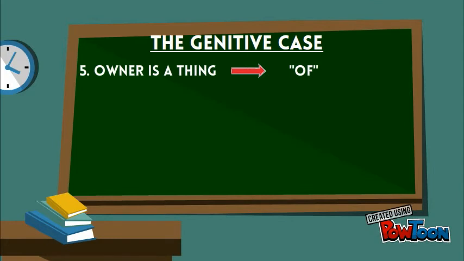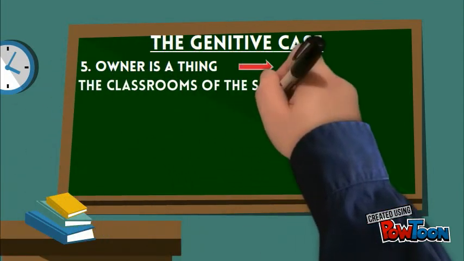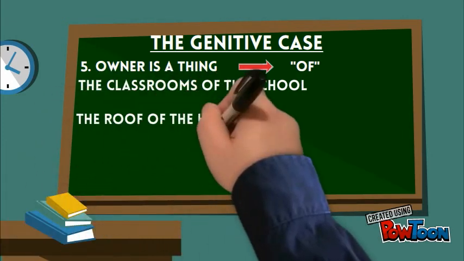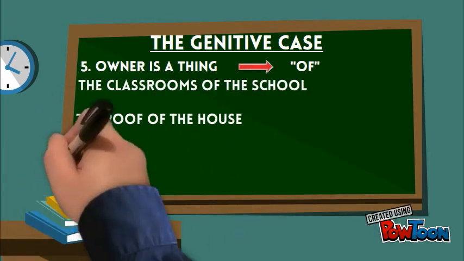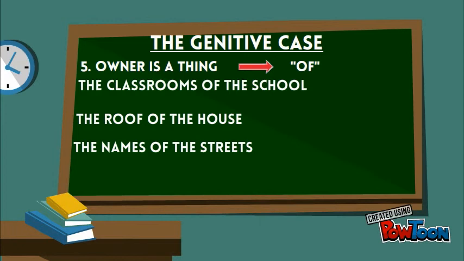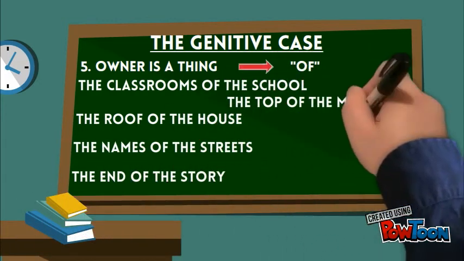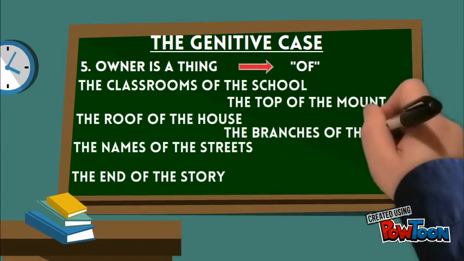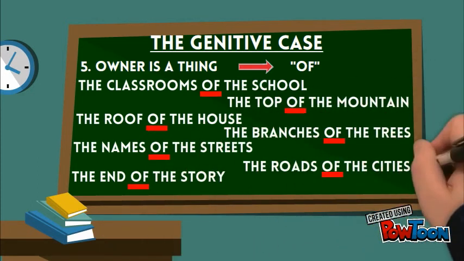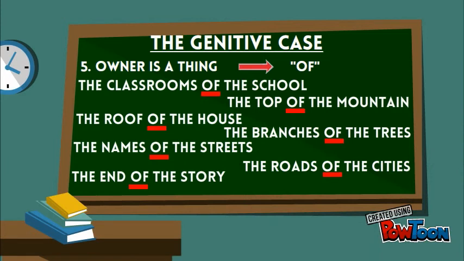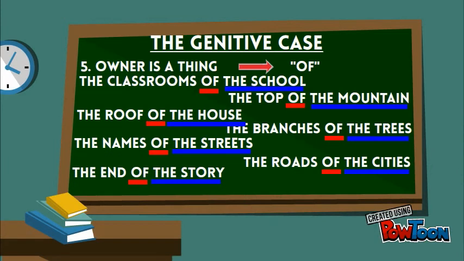For example, the classrooms of the school, the roof of the house, the names of the streets, the end of the story, the top of the mountain, the branches of the trees, the roads of the cities. Notice how the owner comes after the thing or things that is owned in English, and that it doesn't matter if the owner is in singular or plural.